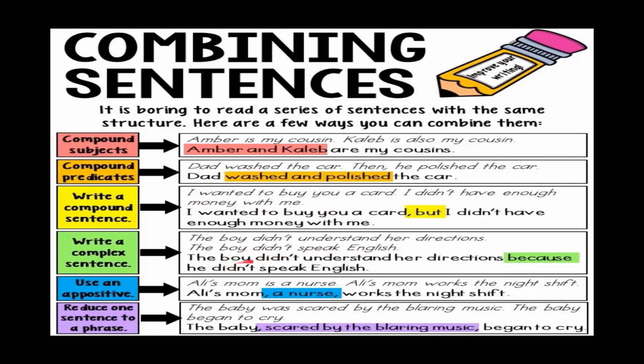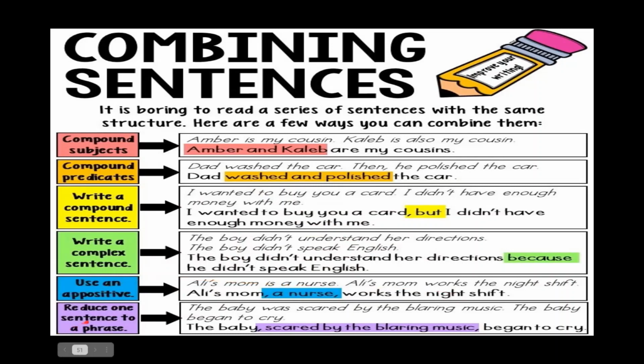We can say the boy didn't understand her directions because he didn't speak English. The next one is using an appositive, which is another way to say the noun. So Ali's mom is a nurse. Ali's mom works the night shift. So you can say Ali's mom, comma, a nurse, comma, works the night shift.